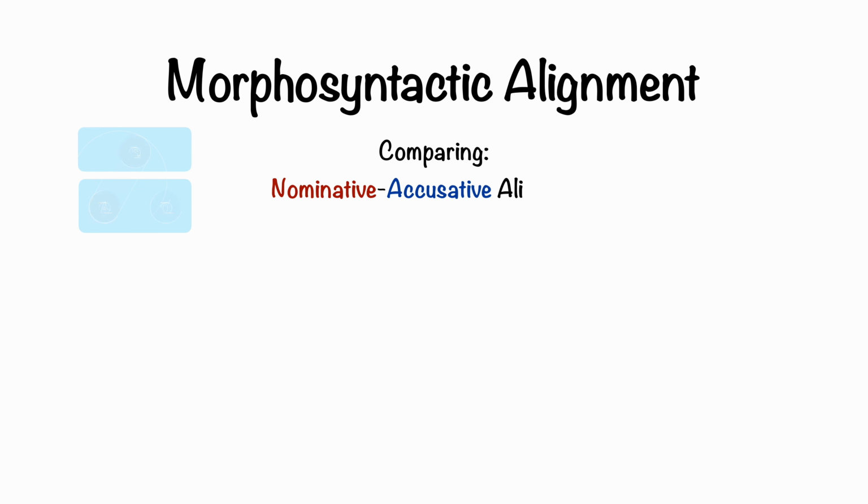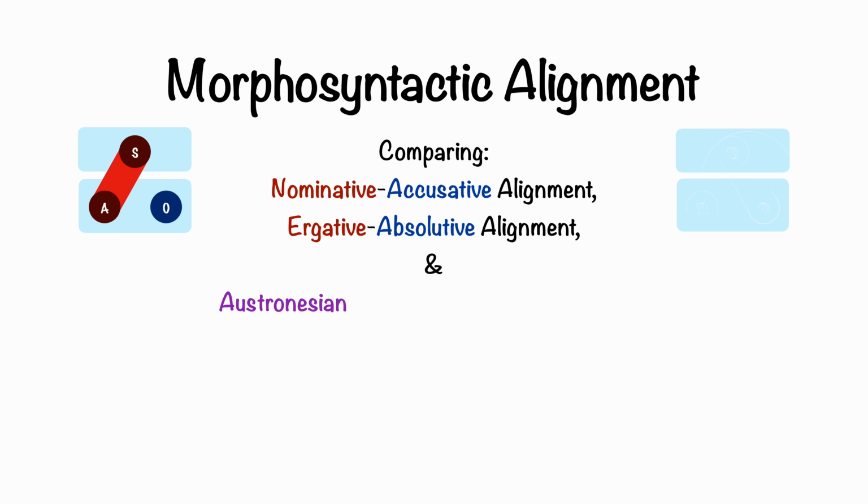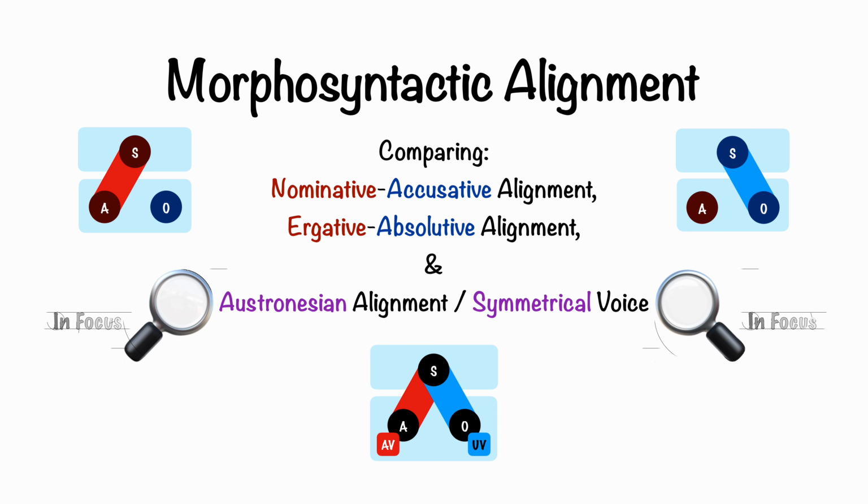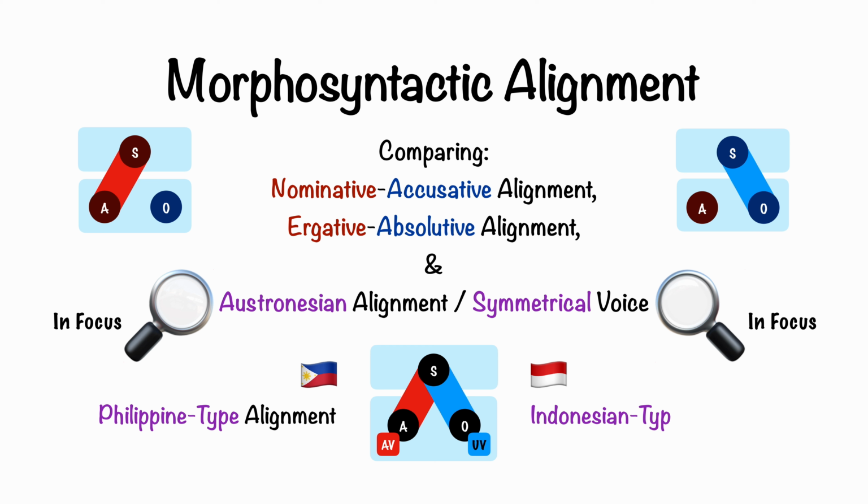In this video, we'll dive into an intriguing topic in morphosyntax, morphosyntactic alignment, with a special focus on the uniqueness and beauty of Austronesian alignment, also known as the Symmetrical Voice System. This alignment is distinctively found in many Austronesian languages. We'll explore the concept, provide examples, and include visualizations, and we'll also compare it to other commonly known morphosyntactic alignments. Without further ado, let's get started.